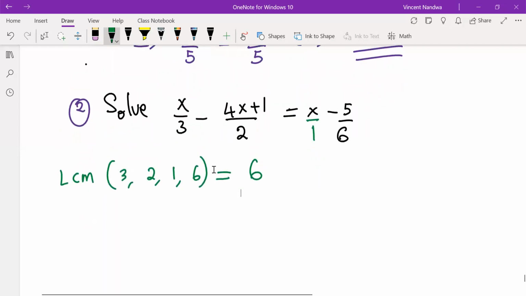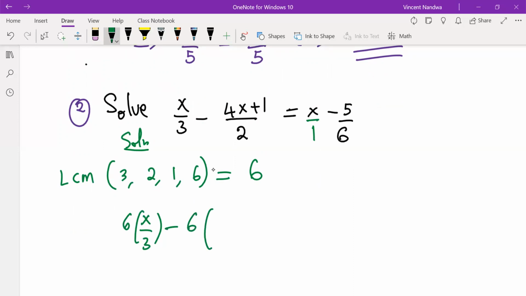Once we have the LCM, we multiply each term by the LCM. So we'll have x over 3 multiplied by the LCM. It's always advisable to put the LCM on the left-hand side so that you don't interfere with the signs. So minus 6 into 4x plus 1 over 2 equals 6 times x minus 6 into 5 over 6.